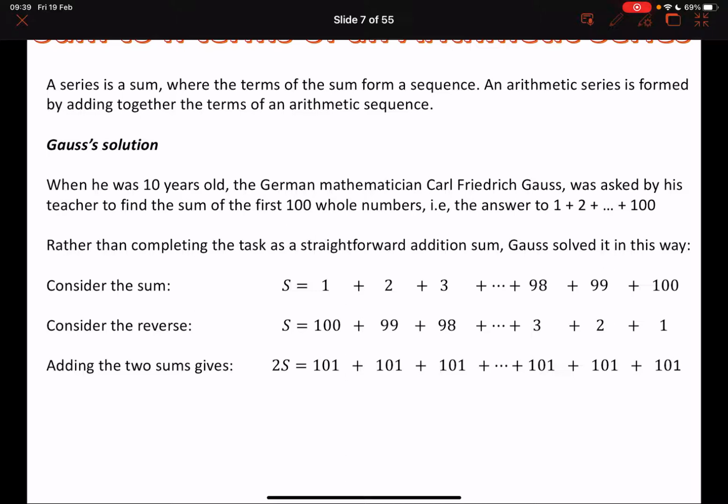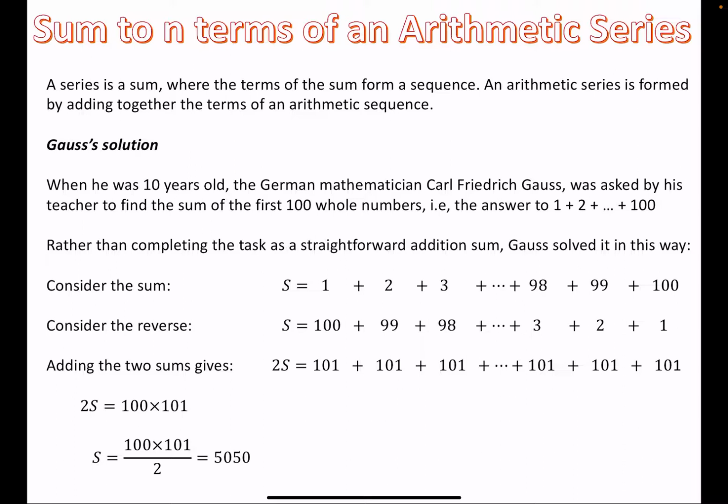Technically, that would be twice the series. So 2 times the series was all these 101s added together. And because there were 100 terms in each series, he had 100 101s. So 2 times the sum of the series was 100 times 101, in which case the sum of the series was 100 times 101 divided by 2, which is 5,050. He used this to add up all the terms of the first 100 whole numbers, and likewise, you can do this to add up the terms of any arithmetic series.